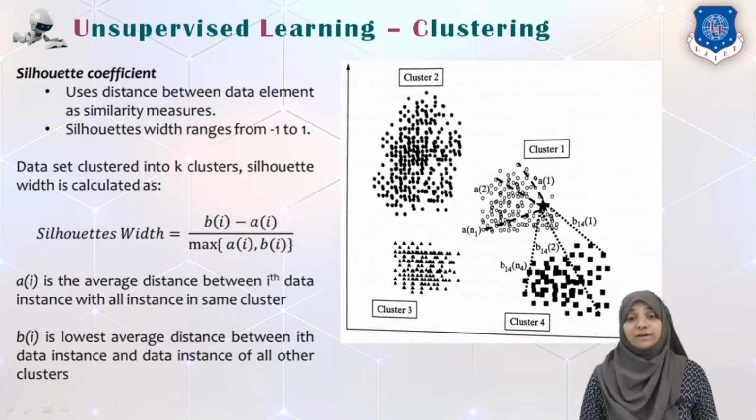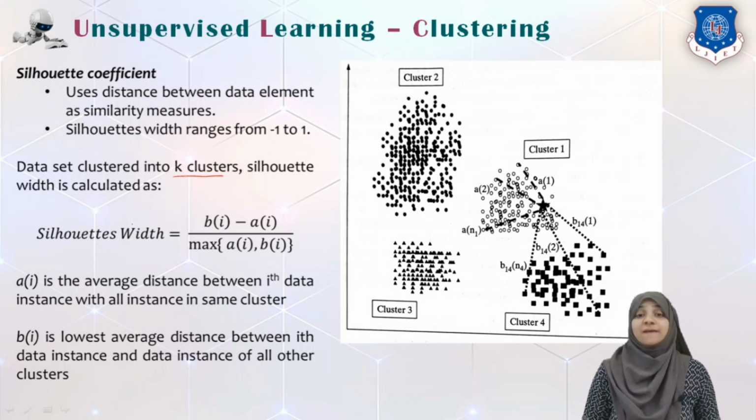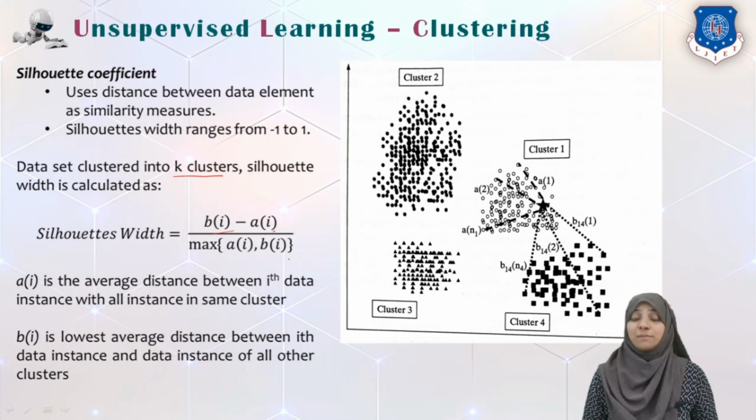Now how do we calculate the Silhouette coefficient for any data set where there are k different clusters produced by a particular model? We calculate Silhouette as b(i) minus a(i) divided by the maximum of a(i), b(i). Now what do we mean by a(i) and b(i)?